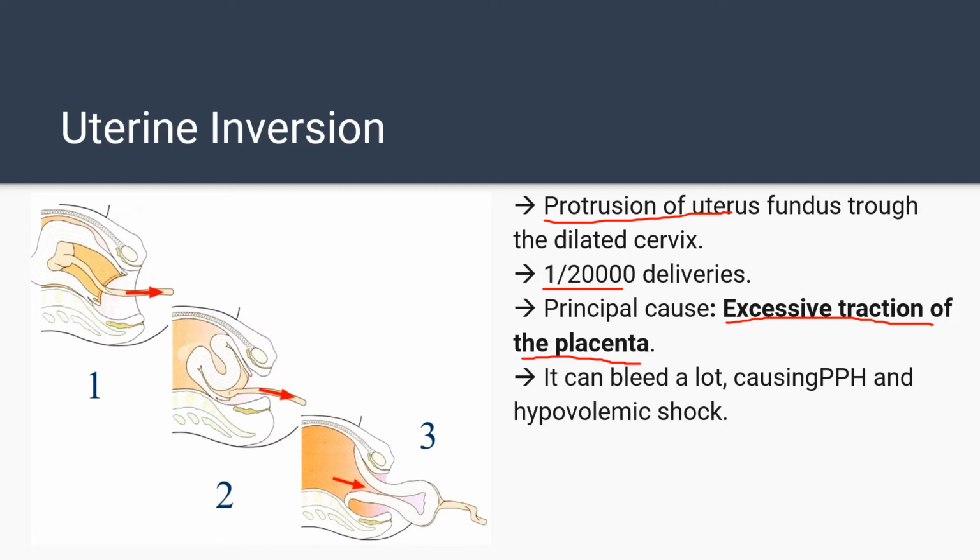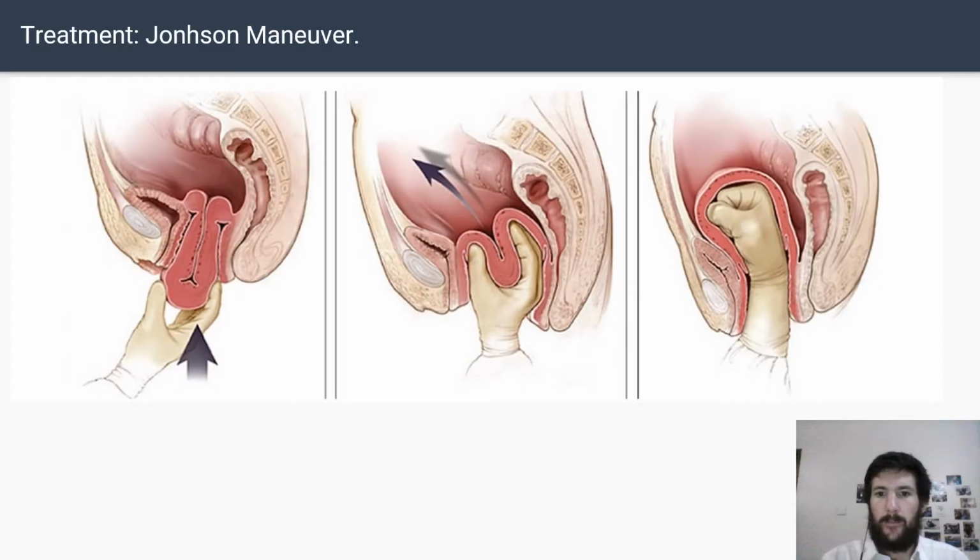And the problem with this complication is that it can bleed a lot, causing a very strong PPH and hypovolemic shock. And what is the treatment for this? It's a very basic treatment: to perform the Johnson maneuver. The Johnson maneuver is only to push the uterus back to the normal position, the reduction of the uterus. And it's very important because if you don't do that, the mother can continue bleeding very fast.